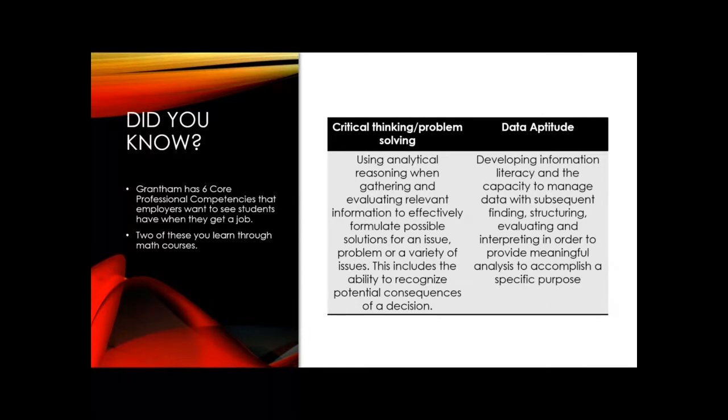The other one, the longer one here, is critical thinking, problem solving. It says using analytical reasoning when gathering and evaluating relevant information to effectively formulate possible solutions for an issue, problem, or a variety of issues. This includes the ability to recognize potential consequences of a decision. So very wordy. There are lots of different types of problem solving, lots of different types of critical thinking. In math, we're teaching you to use data in order to do this. You're solving problems using data, analyzing data, and then making decisions.